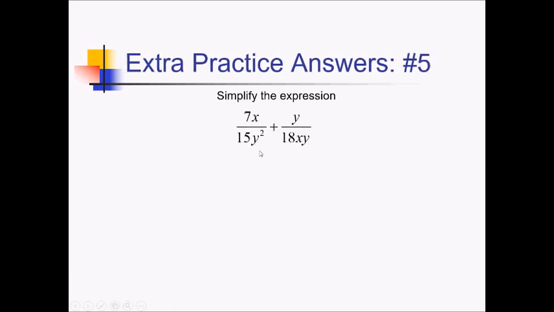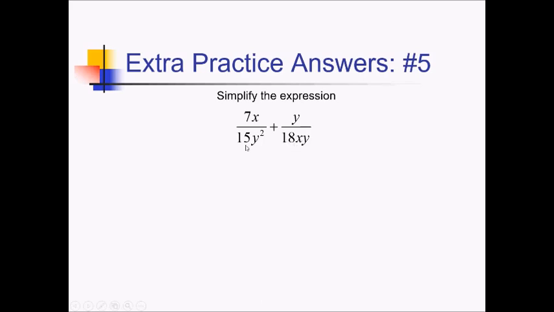For this problem, to add these, I need a common denominator. So let's take care of the coefficients and then the variables. So for 15 and 18, what do those both go into? Well, let's start with the bigger one, 18, and then start taking multiples until we get something 15 also goes into. So let's see, you got 18, 15 doesn't go into that.